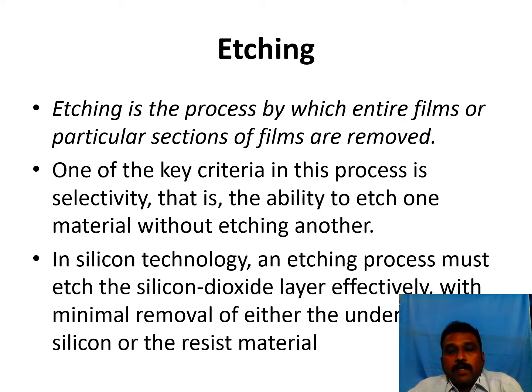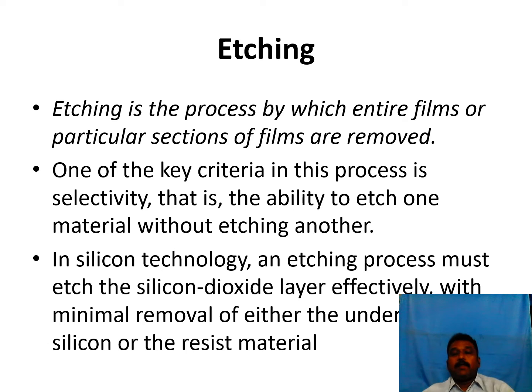So we have to select the material without etching another. The etchant should etch only the film. So in silicon technology, the etching process must etch the silicon dioxide layer effectively, with minimal removal of either the underlying silicon or the resist material.